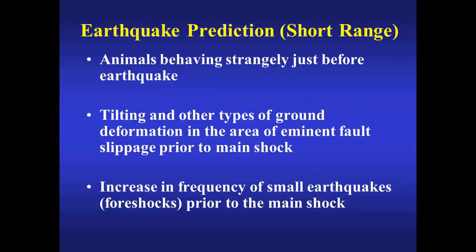There have been attempts at short-range earthquake prediction. For example, there were reports of animals behaving strangely just before an earthquake. Other bits of evidence were tilting and other types of ground deformation in an area of imminent fault slippage prior to the main shock. Increase in frequency of small earthquakes, foreshocks, prior to the main event. These were obviously detected using seismometers positioned in and around the area of the fault.